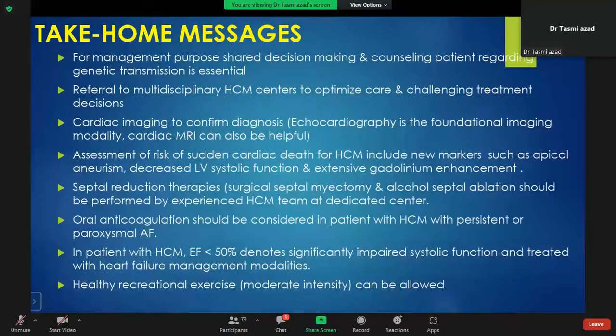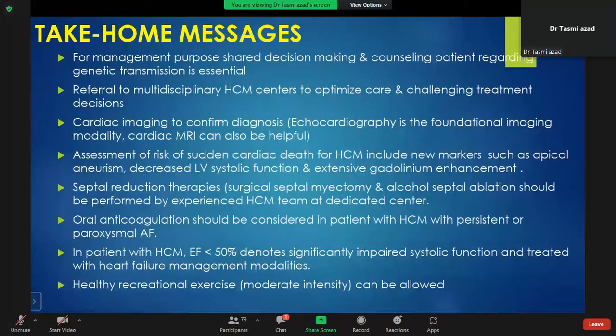So we are really proud of that, sir, and I am really feeling proud to be a part of NICVD right now. So this is the take-home message for management purpose: shared decision making, as I already mentioned, and counseling patient regarding genetic transmission is essential, because this is a genetic disease, a chronic disease, and an incurable disease. And referral to a multidisciplinary HCM center for septal reduction therapy and this type of invasive procedure should be done in an expertise center like us.